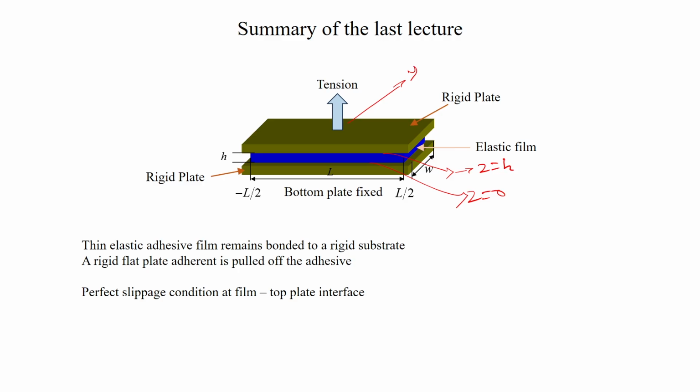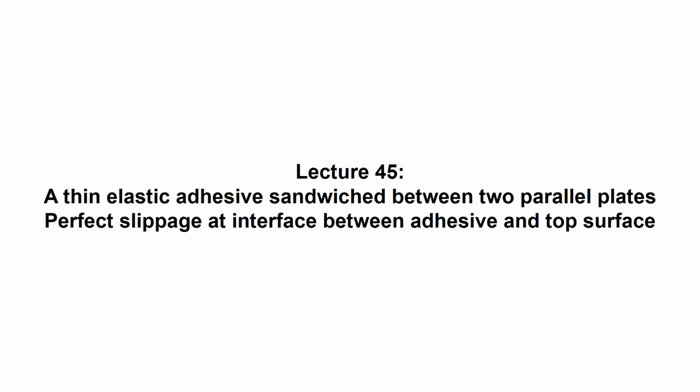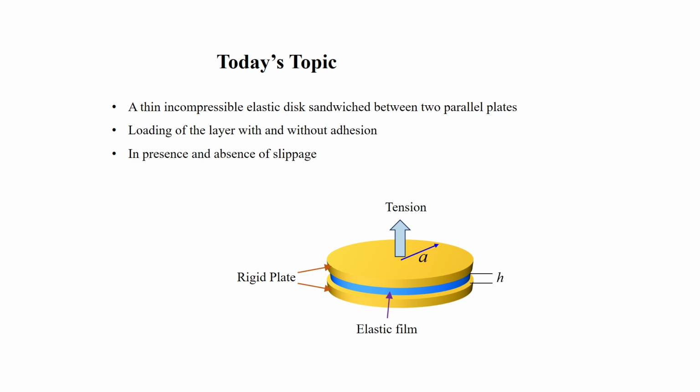We have also discussed compressible and incompressible films. Today we will discuss the cylindrical geometry, in which a disc shaped film remains sandwiched between two parallel plates. This film is again incompressible elastic, and the loading will be with and without adhesion, and we can also consider the presence and absence of slippage. Although I will not have time to discuss all these combinations, I will discuss some of them, which will help you deduce the other combinations or conditions as well.